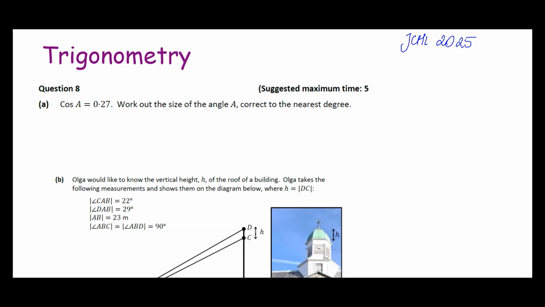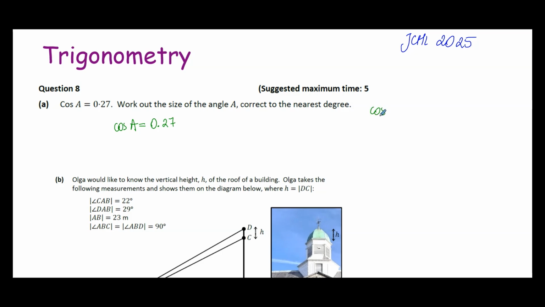Let's talk about trigonometry. Cos of A is equal to 0.27. Work out the size of the angle A, correct to the nearest degree. So we have cos of A, but what do we need? We need A. How do we get rid of cos?